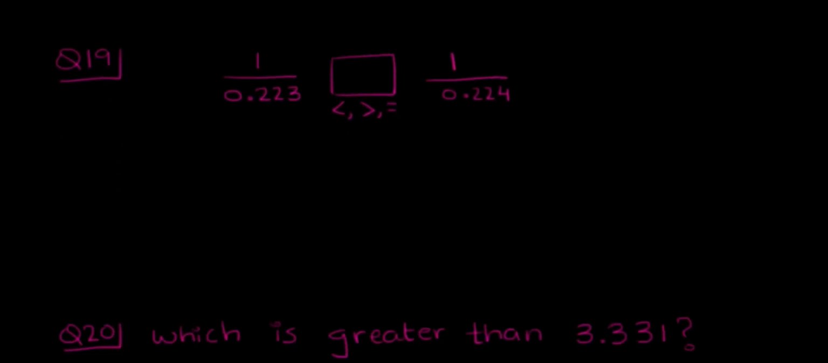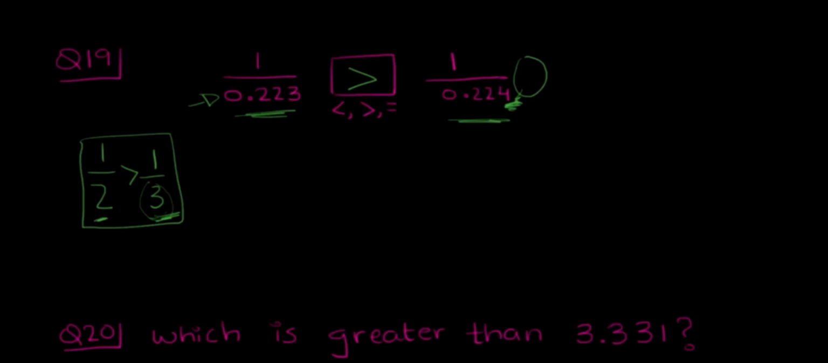Which is greater? Now remember we said like half or 1/3. As the denominator gets bigger and bigger, the fractions are actually getting smaller, right? So over here, which denominator is bigger? 0.224 or 0.223? That is greater. Which means, because it's a bigger denominator, the smaller denominator is bigger in fractions. Just like 1 over 2, 2 is smaller, so half is bigger than 1/3.